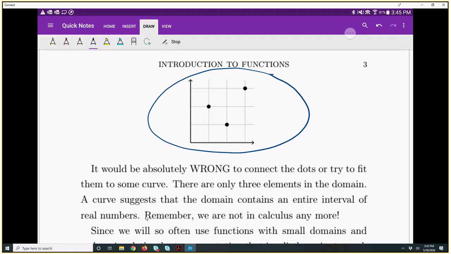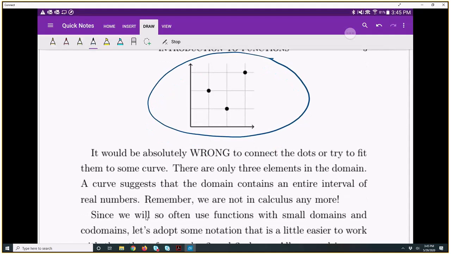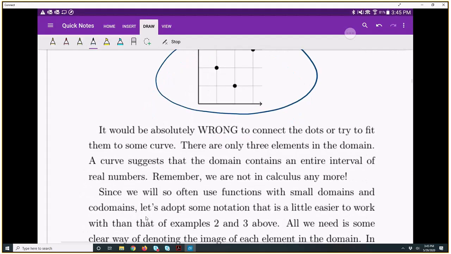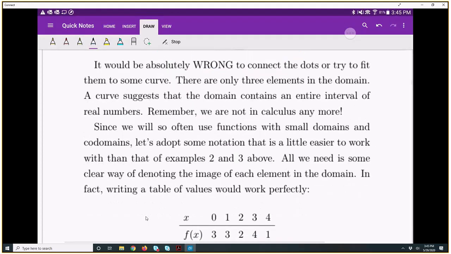Since there are only 3 elements in the domain, we just represent the graph by these 3 dots, and we do not connect the dots. It's very important to realize here that this is the graph. We're not going to connect the dots or draw in any type of curve, because if we had a curve, that would imply that the domain were an interval of real numbers and hence would no longer be discrete.